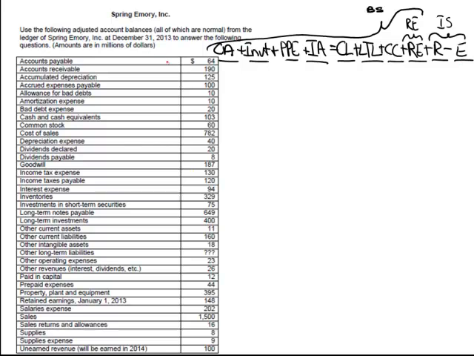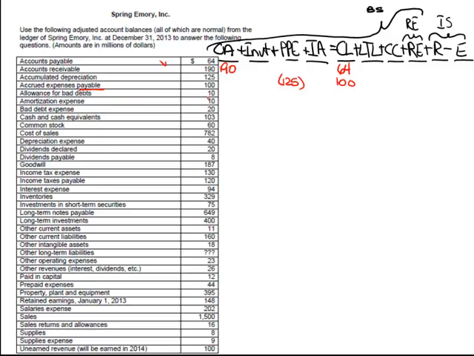Our first one is accounts payable. Accounts payable is a current liability, so I'll put the 64 under CL for current liability. Accounts receivable is a current asset, so I'm going to put 190 under CA. Accumulated depreciation is a contra property, plant, and equipment, so I'm going to put it in brackets under PP&E. Accrued expenses payable, well, payable rules here, and that's a current liability for 100.